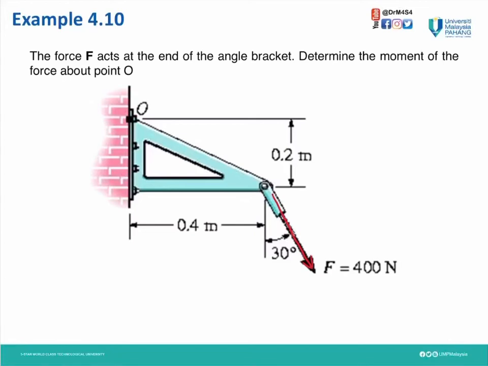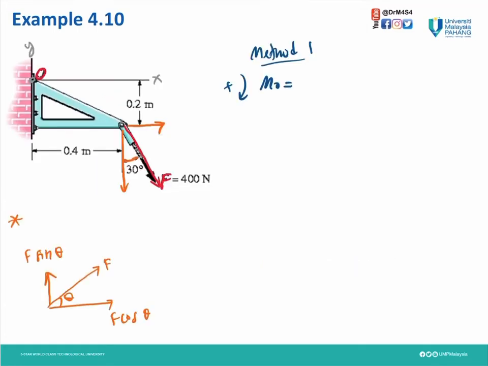Next, example 4.10. The force F at the end of the angle bracket, we need to determine the moment of the force about point O. For the first method, we resolve our F into X and Y direction. For the tips, always remember this.